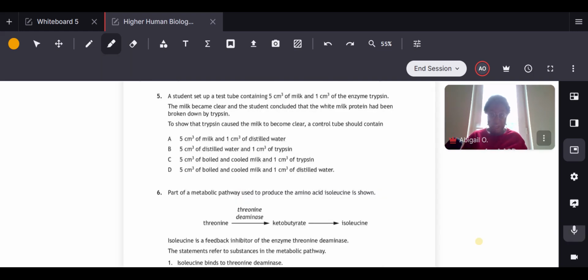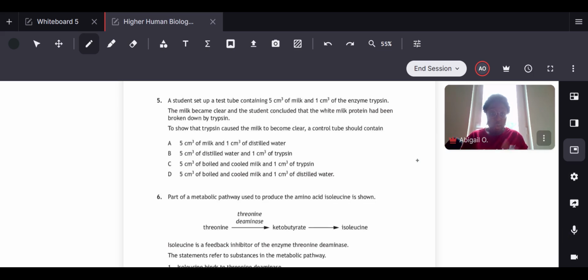Question number 5. A student set up a test tube containing 5 centimeters cubed of milk and 1 centimeter cubed of the enzyme trypsin. The milk became clear and the student concluded that the white milk protein had been broken down by trypsin. To show that trypsin caused the milk to become clear, a control tube should contain. So this is an experimental design question asking us about what a control should look like in the context of this specific experiment. It's really helpful whenever we're doing an enzyme related question to always identify what is your enzyme and what is your substrate.